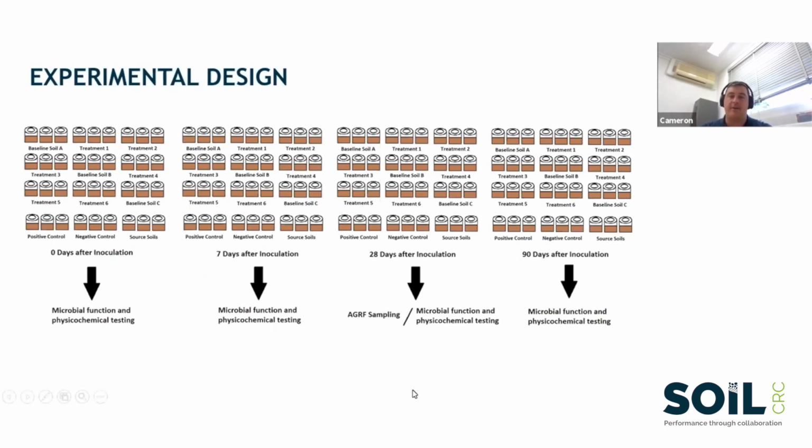So at 28 days, I'm going to send off my soil samples to AGRF to see whether they're going to send me back the genetic information. And I'm going to see whether that microbial diversity profile has changed based on the soil that it was inoculated into. But all along that time period, I'm also going to be testing the functions of those soils and the physicochemical properties of the soil to see whether not only the soil type affects the microbial growth, but whether the microbes can actually drive and change the environment they live in.